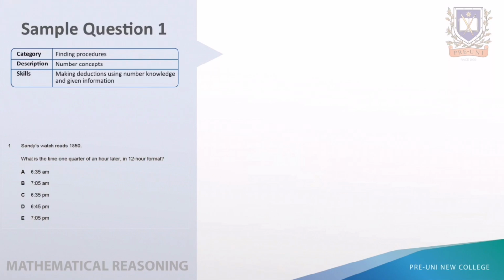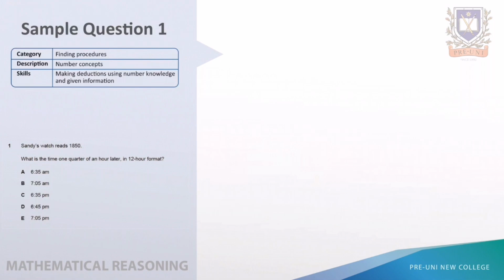Starting off with the first sample question, you can see the category is finding procedures. We have number concepts, and the skill used is making deductions using number knowledge and given information to find the solution. For the first question, we have: Sandy's watch reads 18:50. What is the time 1/4 of an hour later in 12-hour format? This type of question is very common also among STTC maths. Students have definitely come across this type of question where they are required to calculate using 24-hour time.